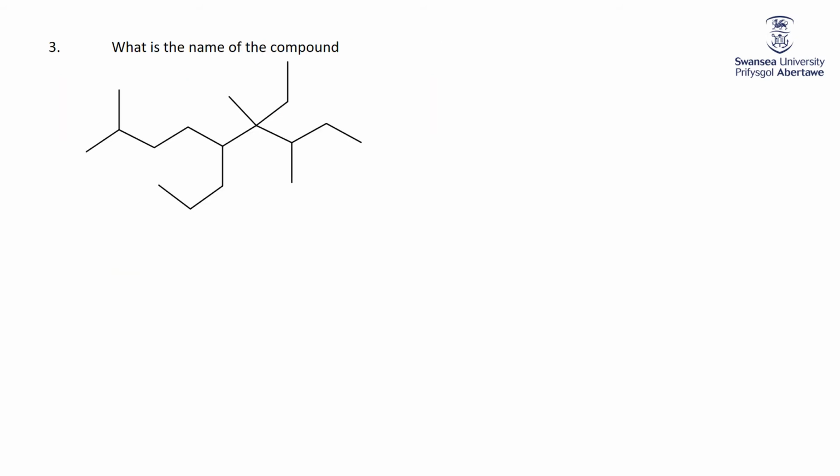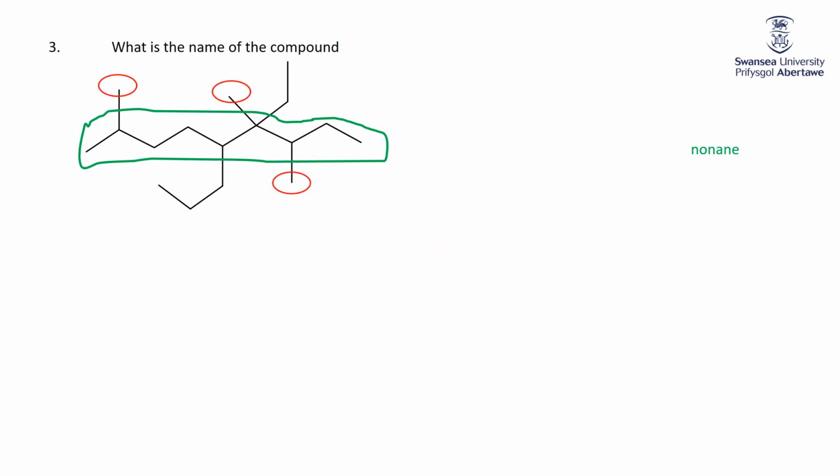Talking of skeletal structures, there's this one here. First thing, get the longest chain. Well, even though there's all kinds of weird branches and everything coming off it, there's the longest chain there, and it's a nonane, right? 1, 2, 3, 4, 5, 6, 7, 8, 9. See what we've got tucked away on it. We've got 3 methyls, so there'll be a trimethyl.